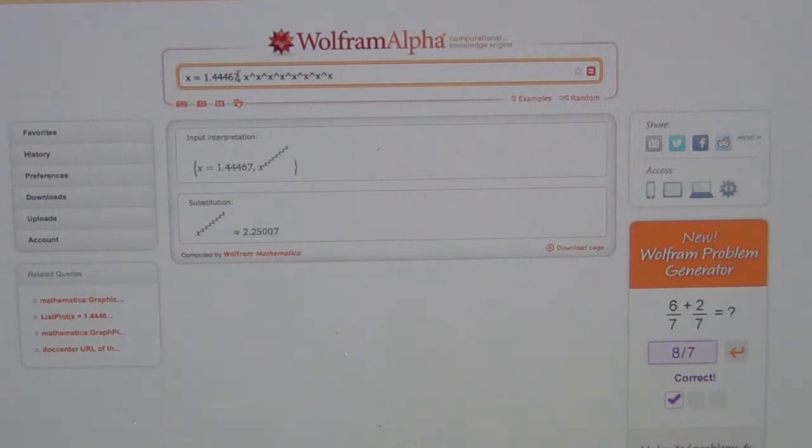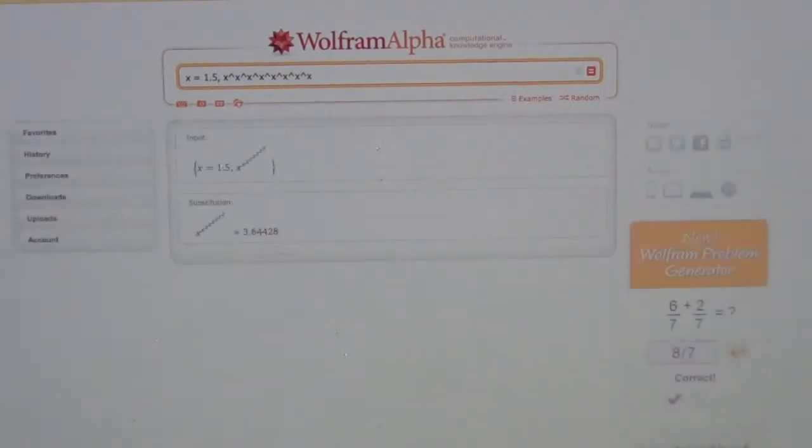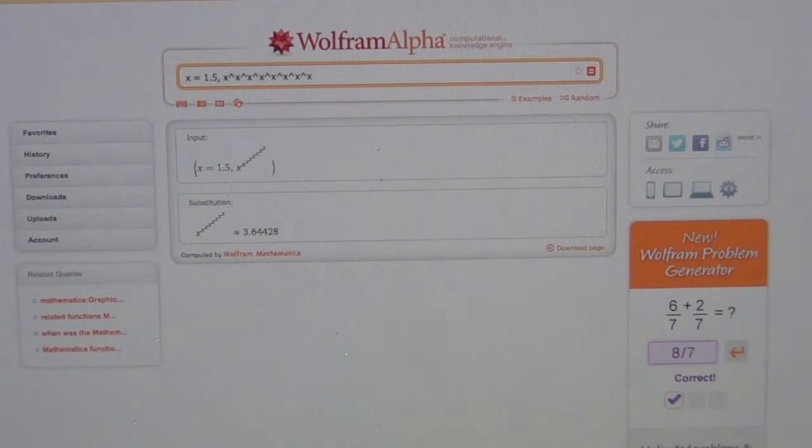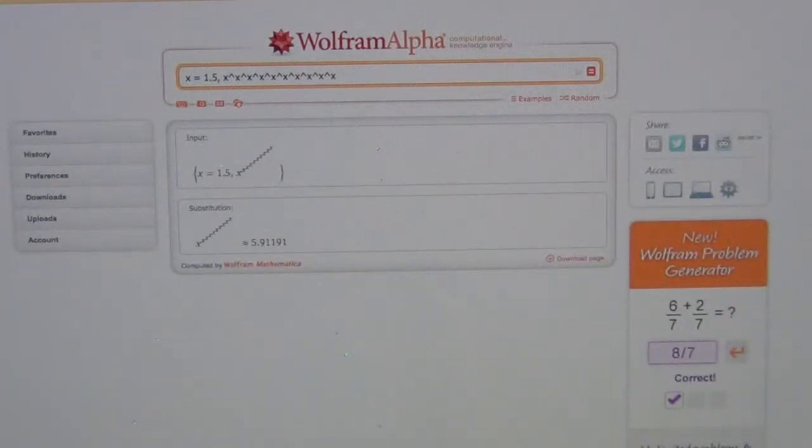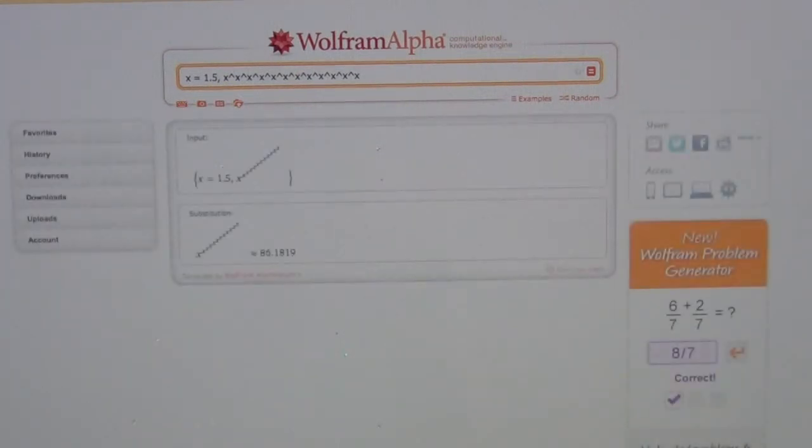But what if I go on the other side? What if I just round up and go to 1.5? Okay? All right. So now I'm on the other side. Now what happens? 3.64. To the x to the x. 5.91. Does this seem like it's converging, or does it seem like it's just getting bigger and bigger? It's getting bigger. Two more x's on there.